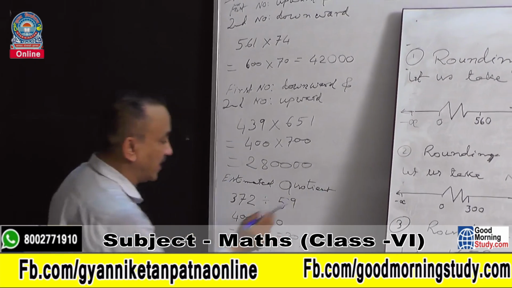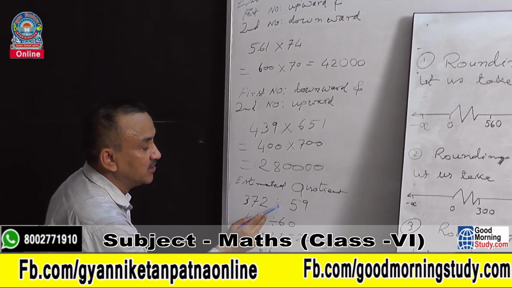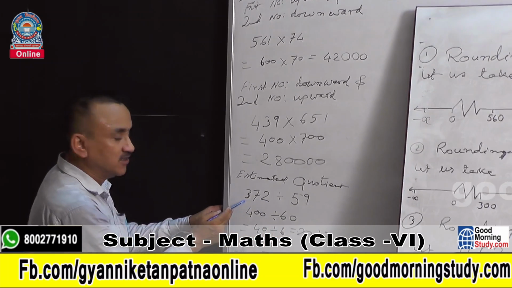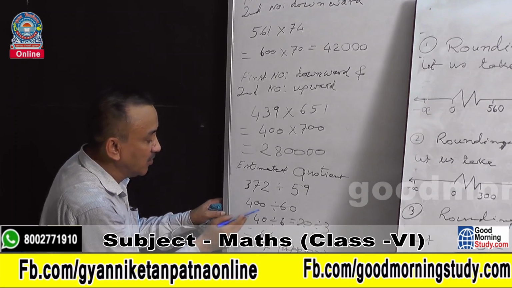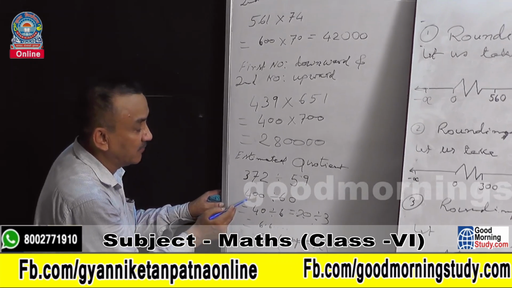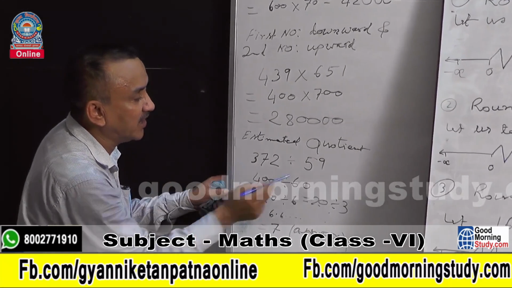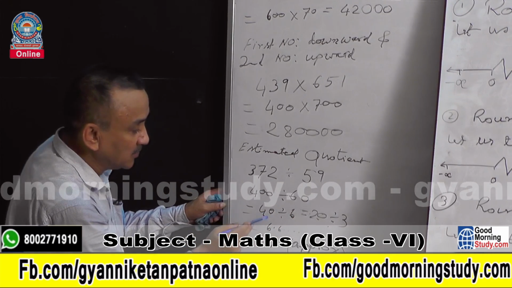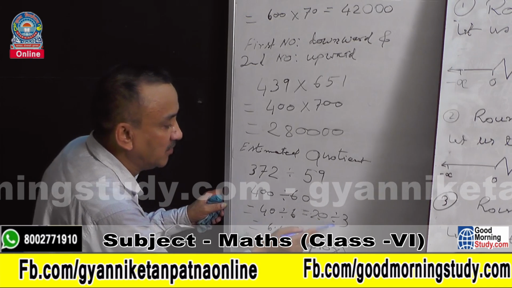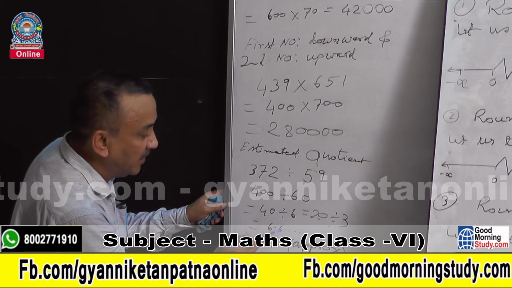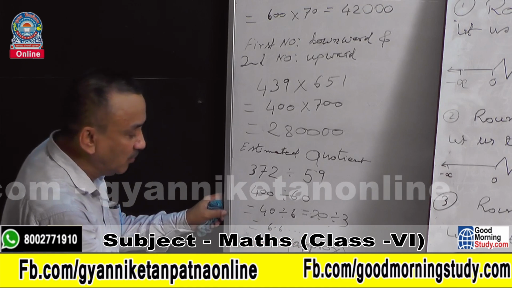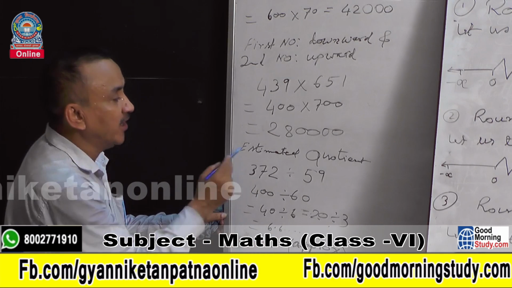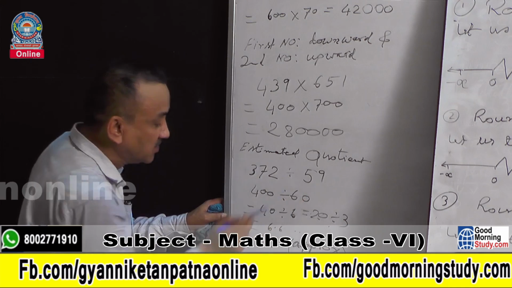Now the estimated quotient, 372 divided by 59. First you estimate the number 372. As it is a 3-digit number, it will be made 400. The nearest 100 is 400 and the nearest 10 of 59 is 60. Now 400 divided by 60 is 40 divided by 6, 20 divided by 3, which means 6.666, it will be continuous. Therefore the approximate value is 7. So the estimated quotient of these two numbers is 7.